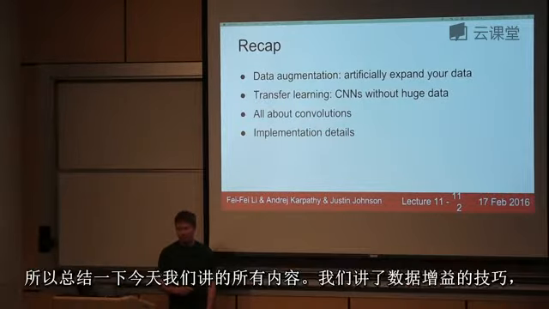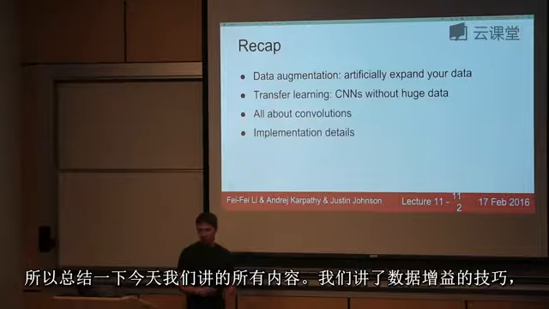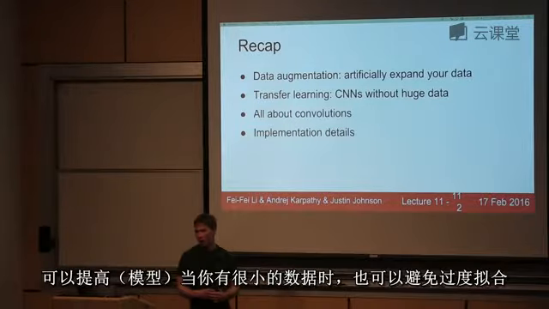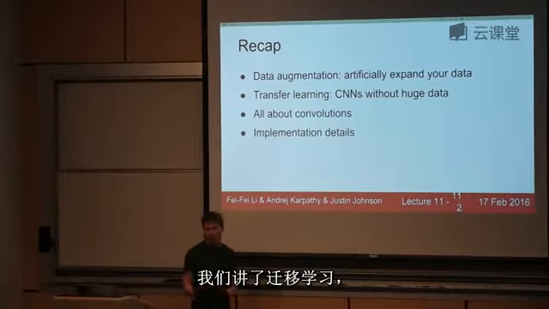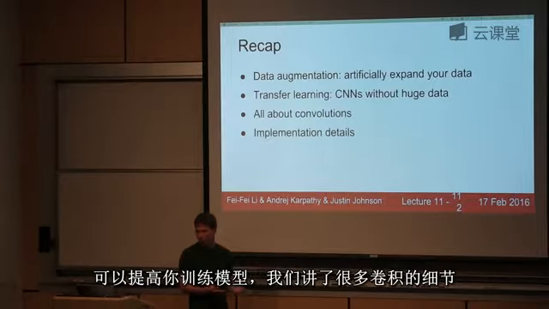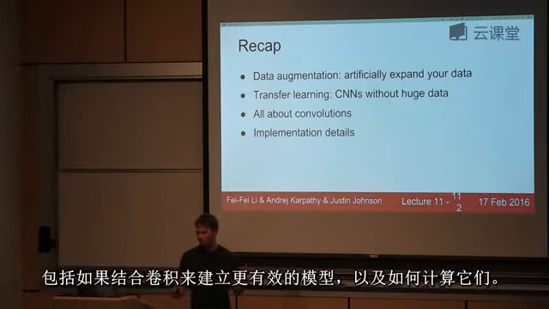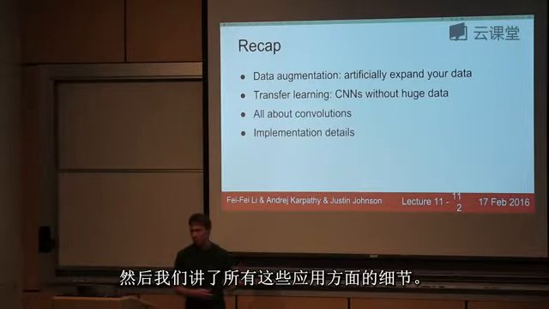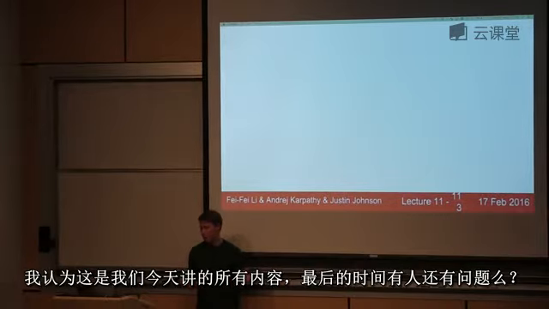So just to recap everything we talked about today: we talked about data augmentation as a trick for improving results when you have small data sets and to help prevent overfitting. We talked about transfer learning as a way to initialize from existing models to help with your training. We talked in a lot of detail about convolutions, both how to combine them to make efficient models and how to compute them. And we talked about all these implementation details. So I think that's all we have for today.